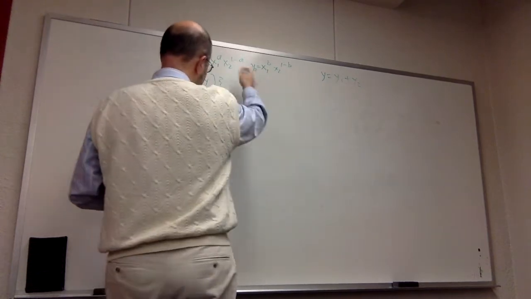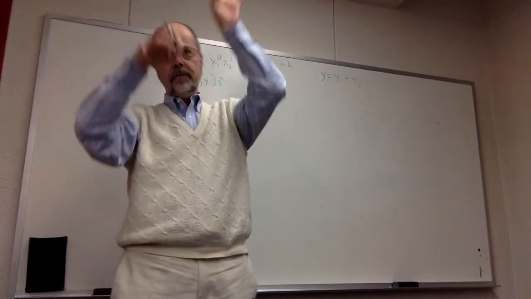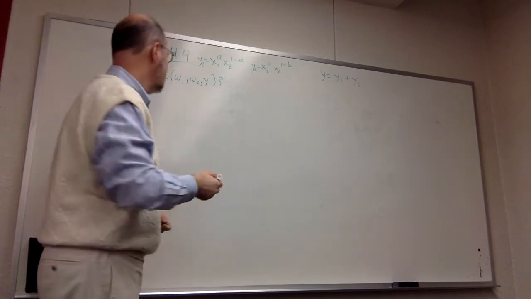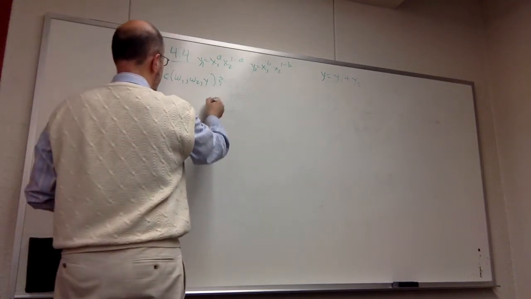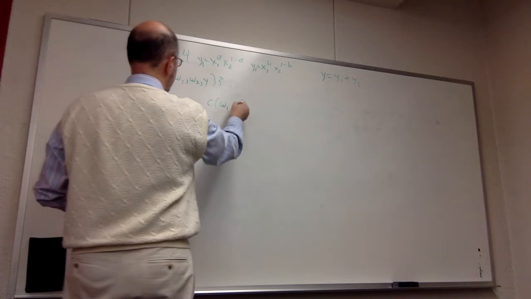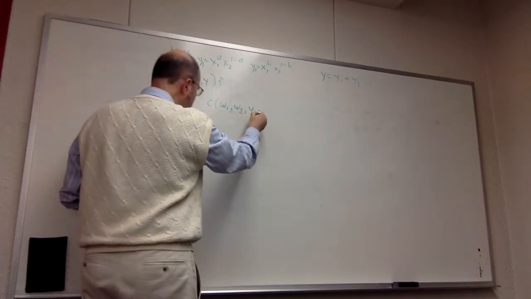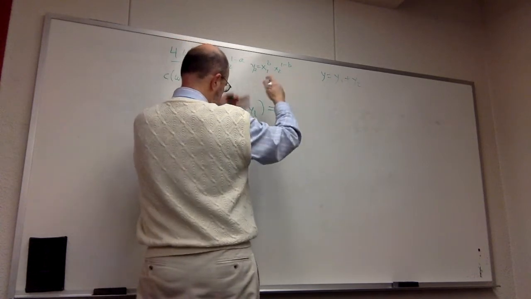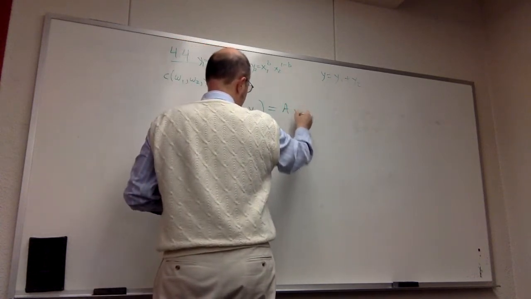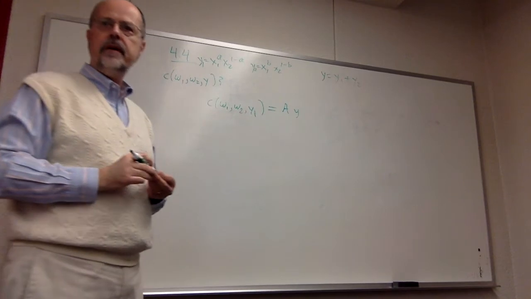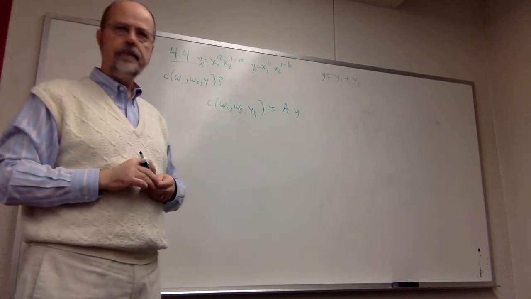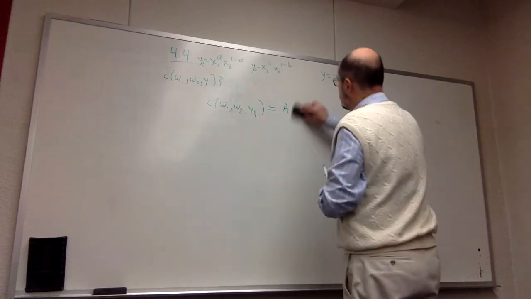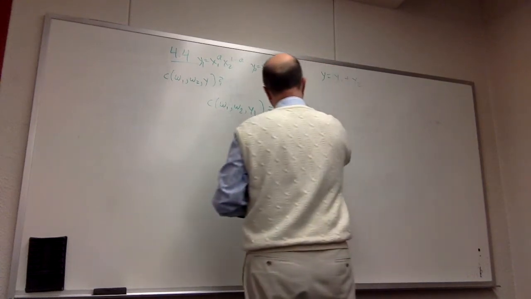So I'm going to not bother to write all the w1s to the a and the b and whatever that the formula involves, right? So how about I write it like this? The c1 of w1, w2, and y1 for the first plant is going to be something, let's call it A times y. The A will be a function of w1 and w2, right? In fact, why don't I write that explicitly?